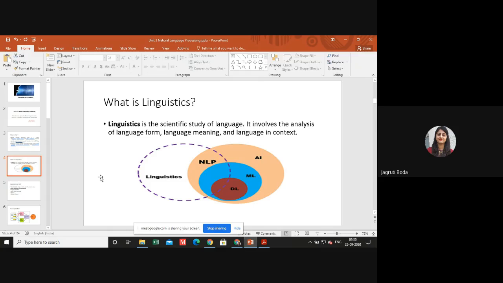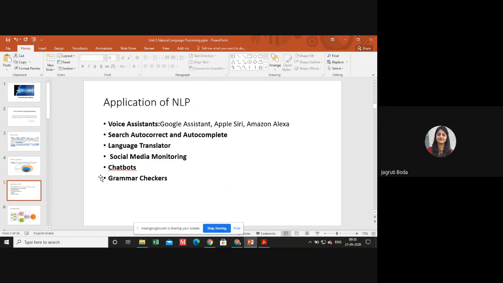Now we see what the applications of NLP are. The first one is voice assistants: Google Assistant, Apple Siri and Amazon Alexa. The second is search autocorrect and autocomplete. Third is the language translator, so you can directly convert your English into Gujarati or Hindi. This is also an application of NLP. Then social media monitoring: you write a comment on any product or movie, and it automatically understands the meaning of the comment.